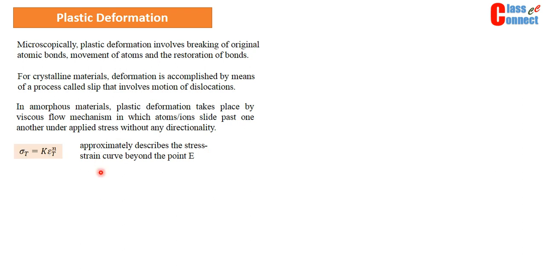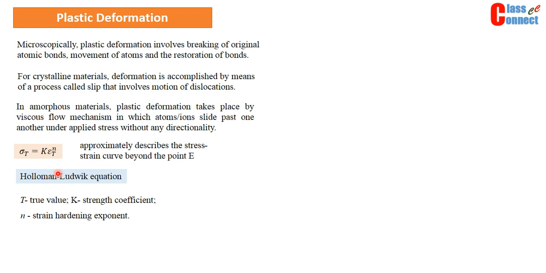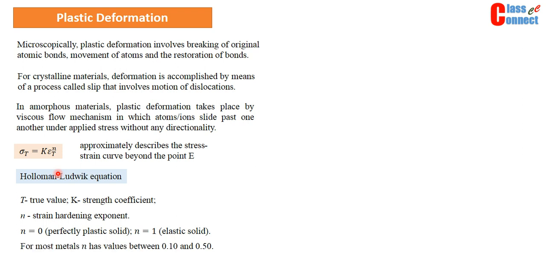This stress strain curve beyond Y, between Y and U, can be described with the help of this relation. Sigma_t, that is true stress, is equal to K epsilon_t to the power n, where the subscript t represents true value, K is the strength coefficient, and n is the strain hardening exponent. When n is 0 it is a perfectly plastic solid, and when n is equal to 1 it is an elastic solid. For most of the materials, this value is 0.1 to 0.5.